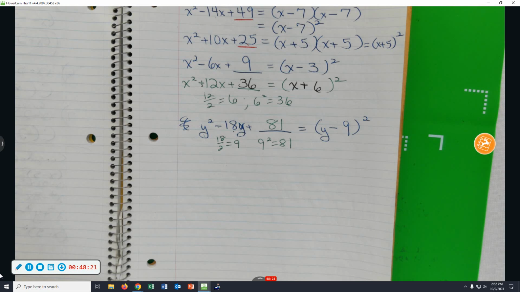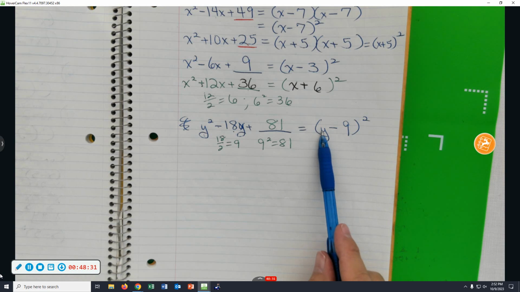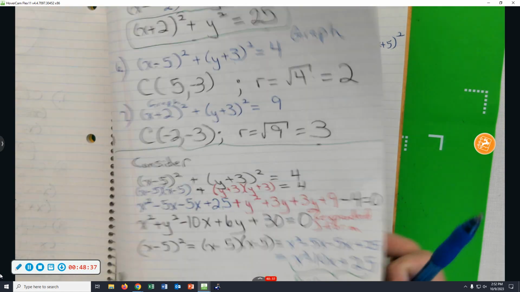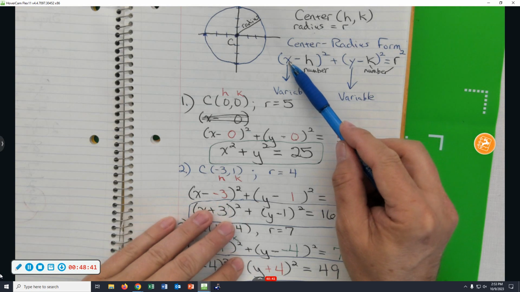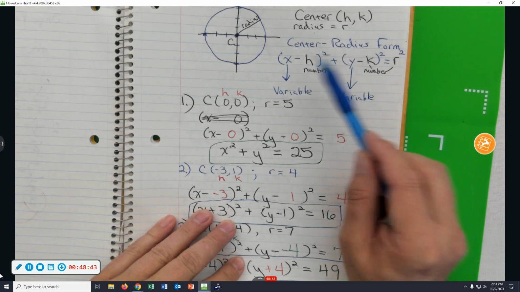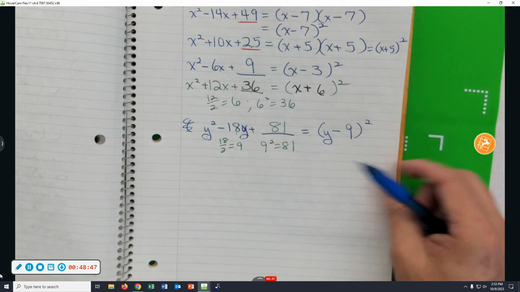When we're looking at center radius form, what will the coefficient of the variable in the parentheses always be? For center radius form, can we have like a 7 in front of that y? Center radius form is always just the variable itself.